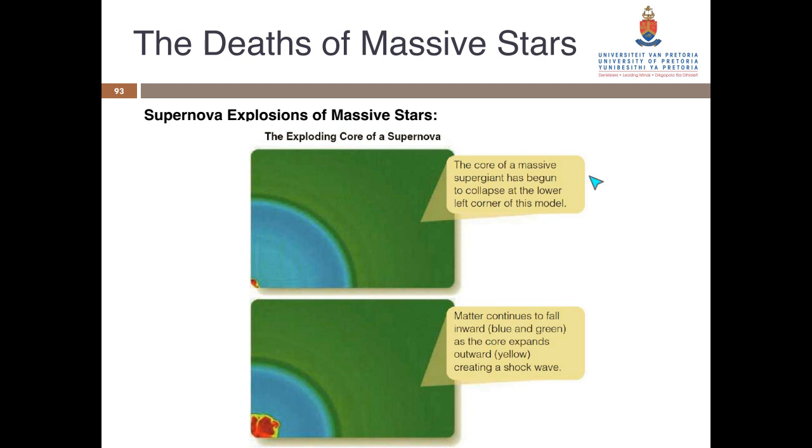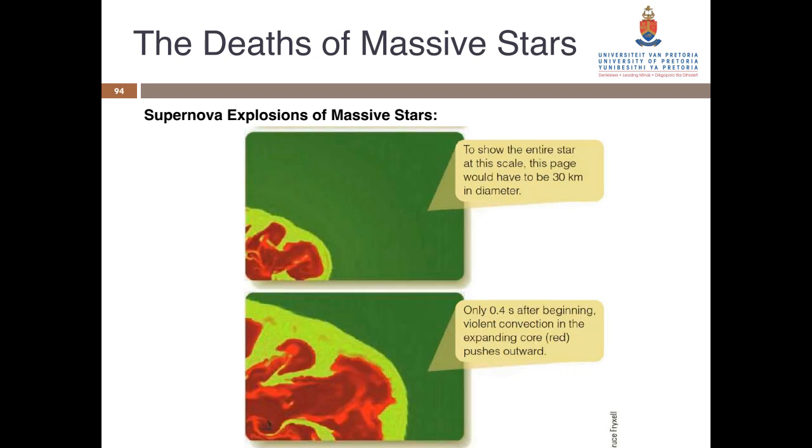So here we can see how this is simulated. The core of a massive supergiant has begun to collapse, as in the lower left corner, and matter continues to fall inward, the blue and green, as the core expands outward, yellow, creating a shock wave. To show the entire star at this scale, the stage would have to be 30 kilometers in diameter.